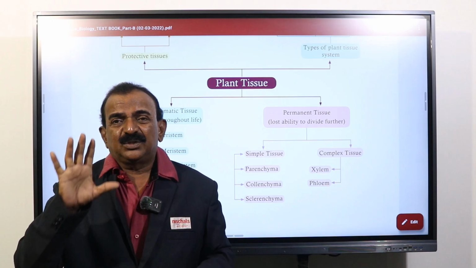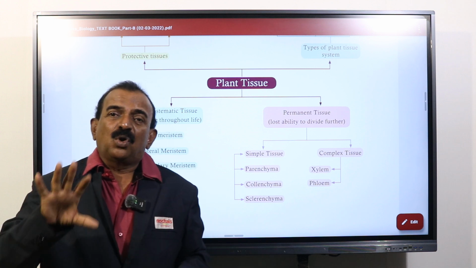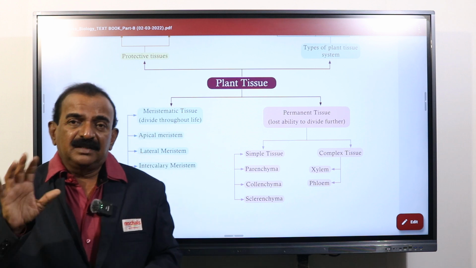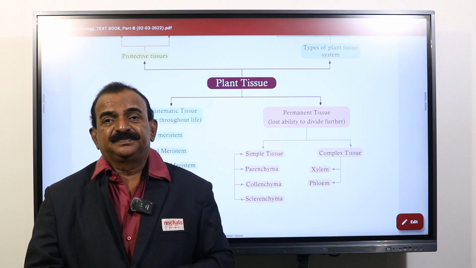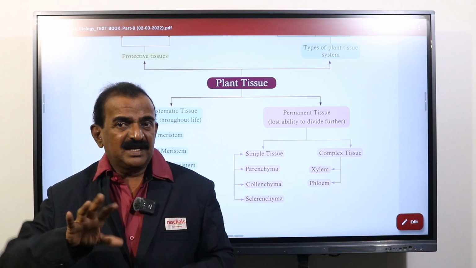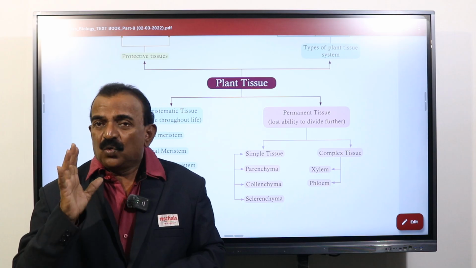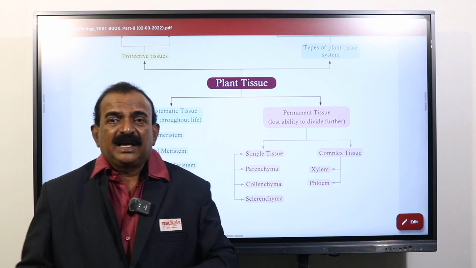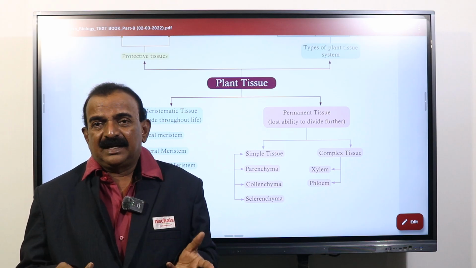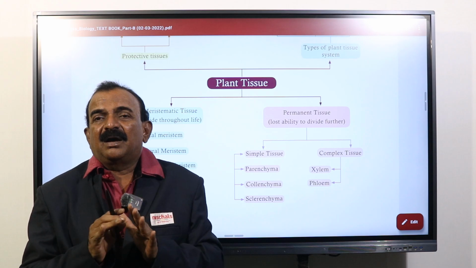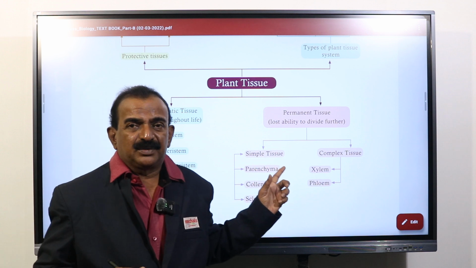Meristematic tissues are actively dividing tissues. They divide throughout their lifespan, and they are divided into three categories: apical meristem, lateral meristem, and intercalary meristem. These three types of meristematic tissue are observed in the plant body, and they do not lose the capacity of dividing, so they are called meristematic tissues.